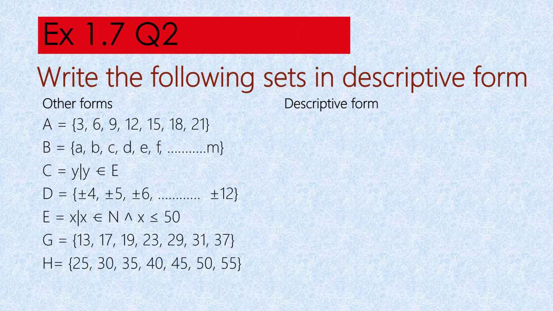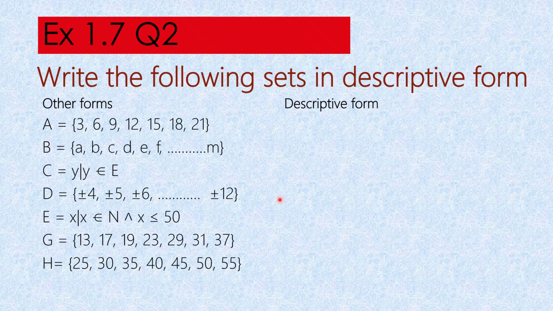Now exercise 1.7, question number 2. As you can see, we have been given the sets in two different forms. First is the tabular form, second is the set builder notation form. We have to write both forms in descriptive form. We have to convert them into words or statements.